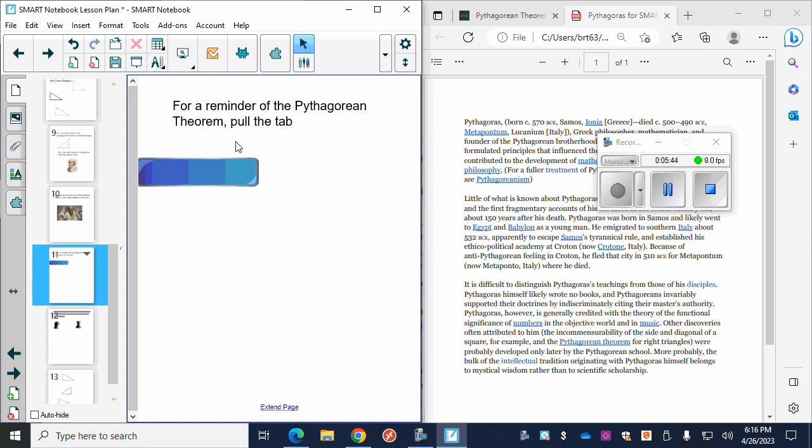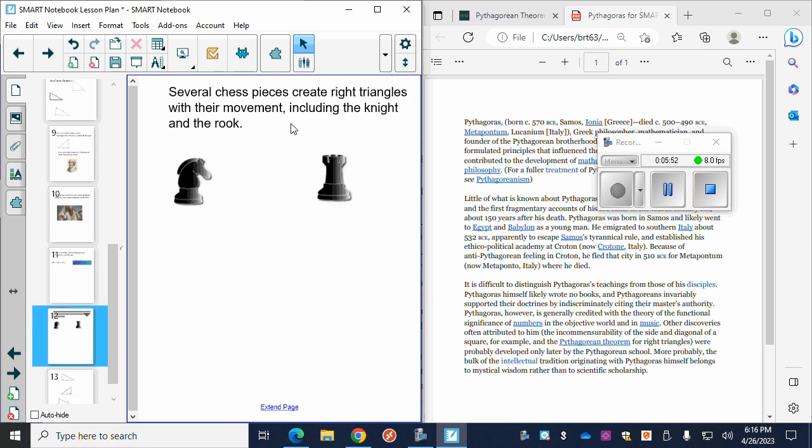For a reminder of the Pythagorean theorem, pull the tab. Well, okay. A squared plus b squared equals c squared. Several chess pieces create right triangles with their movement, including the knight and rook. Well, what does this mean? Well, how about if we think about how the knight moves? So the knight moves by going 2 down and then 1 over.